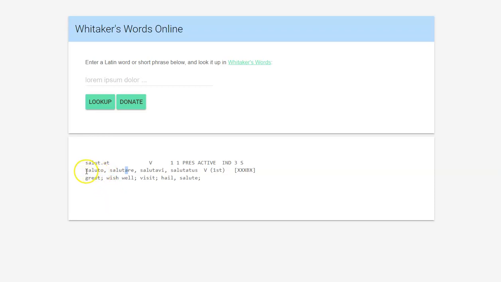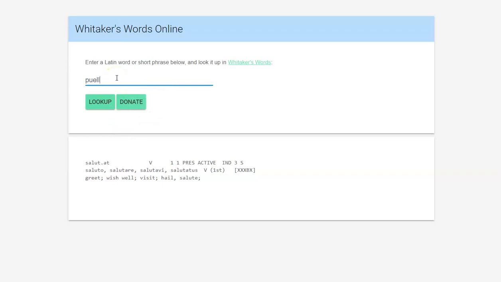So just to give a quick overview of saluto. Saluto means I greet. Salutas means you greet. Salutat, as we have in our example, means he or she or it greets. Salutamus means we greet. Salutatis means you all greet. And salutant, T-A-N-T, means they greet. So we're just using our O-S-T, M-U-S-T-I-S, and N-T endings.